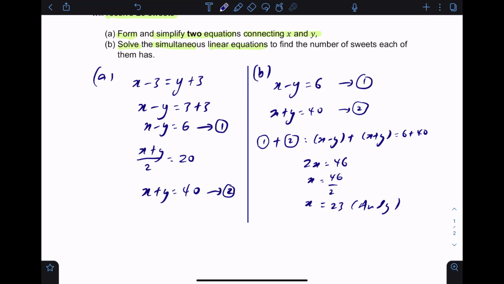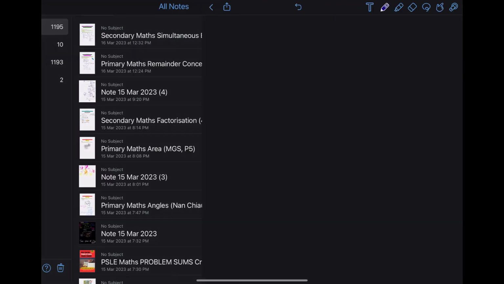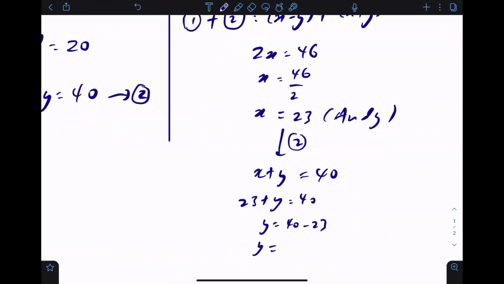Okay, now to find Bill's sweets, we need to find Y. So how do we do that? We can sub X into any equation. We can sub it into equation 2 or 1 even. So we have X plus Y equals 40, that is equation 2. And 23 plus Y equals 40. Y is nothing but 40 minus 23. So Y is just equal to 17. Now this is Bill's sweets.